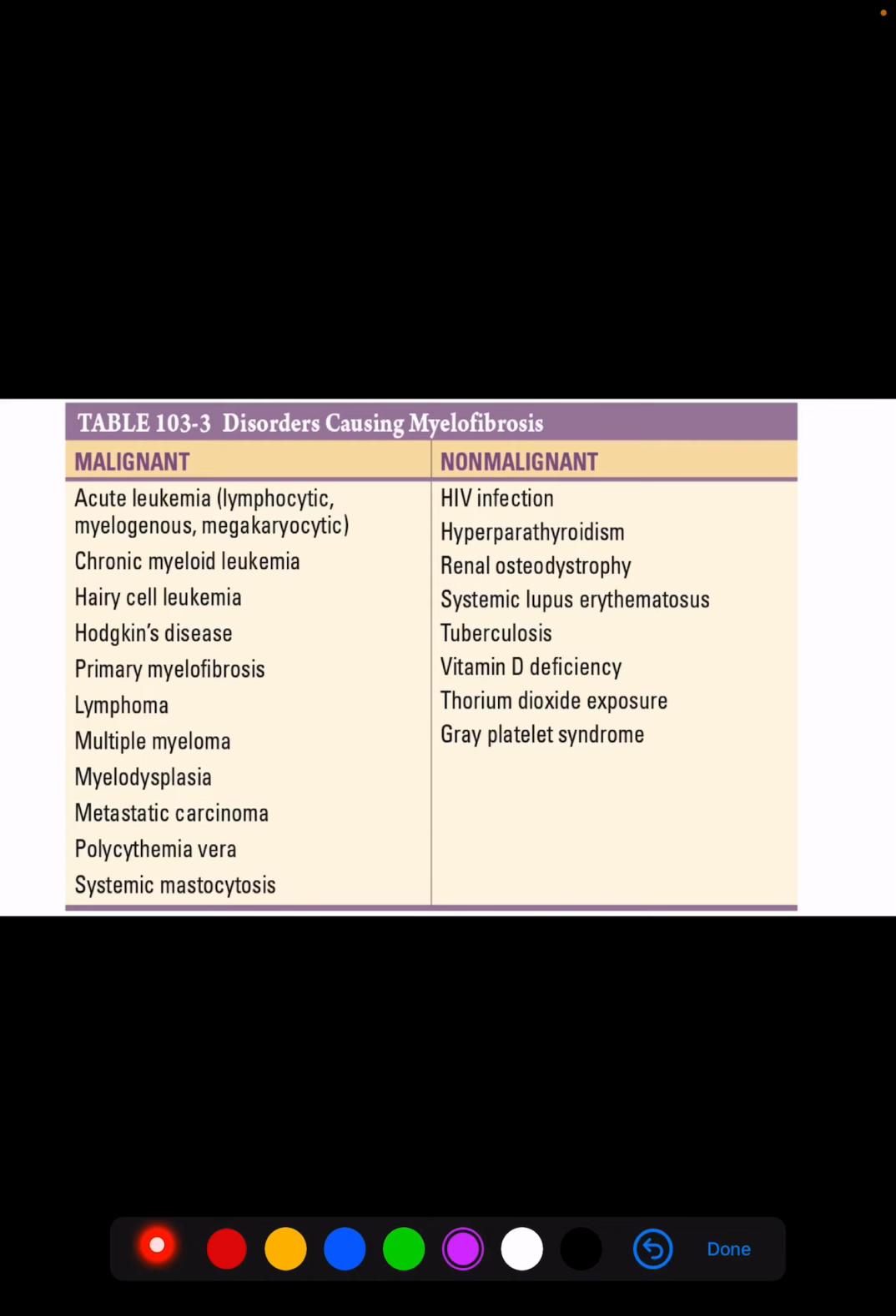So what are the other disorders which can cause myelofibrosis? Examples include acute leukemia, whether lymphocytic, myelogenous or megakaryocytic, or CML, which can also cause myelofibrosis and splenomegaly. Apart from these: hairy cell leukemia, Hodgkin's disease, lymphoma, multiple myeloma, myelodysplasia, metastatic carcinoma, polycythemia vera, and systemic mastocytosis all cause myelofibrosis.